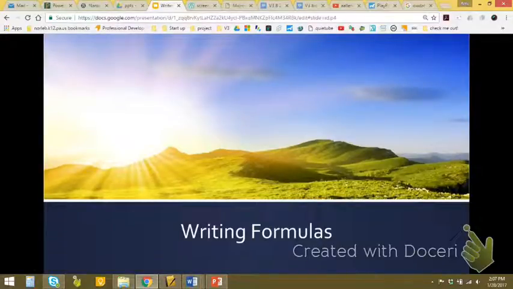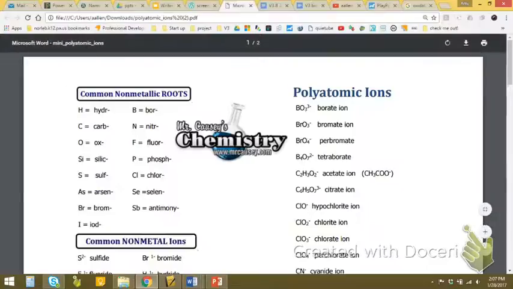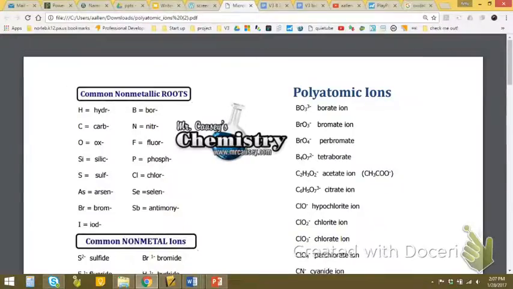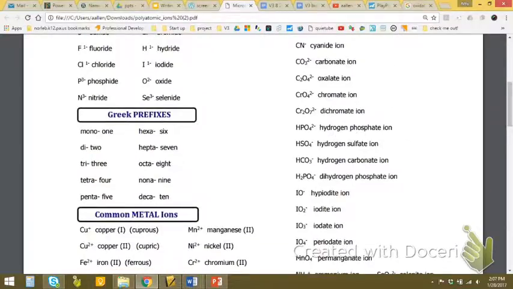Today we're going to take a look at writing formulas, and you'll be able to compare how writing formulas is very similar to naming compounds, but you apply those same rules just backwards. You're still going to need to know your oxidation charges for everything in groups 1 and 2 and then groups 3 through 8. You'll also need to know your polyatomic ions over here on the right-hand side of your polyatomic ion list.